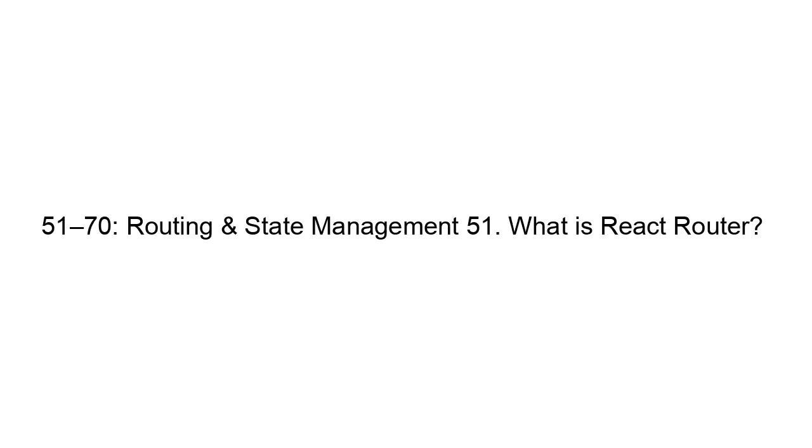51 to 70. Routing and state management. 51. What is React Router? Library for navigation. 52. What is BrowserRouter? Enables routing using History API. 53. What is route? Maps URL to component. 54. What is link? Navigation without page reload. 55. What is useNavigate? Programmatic navigation.